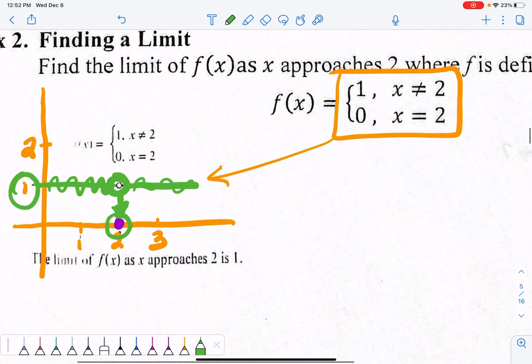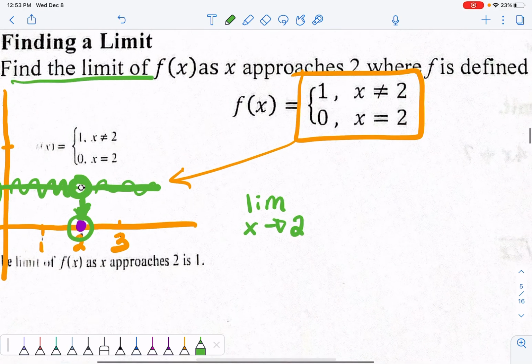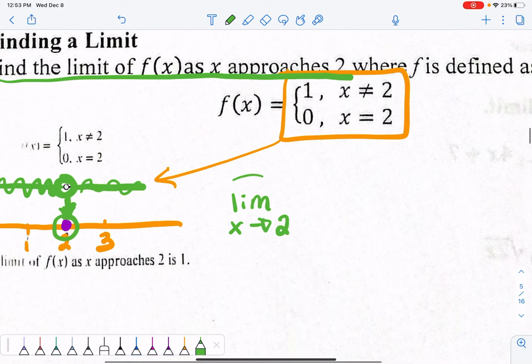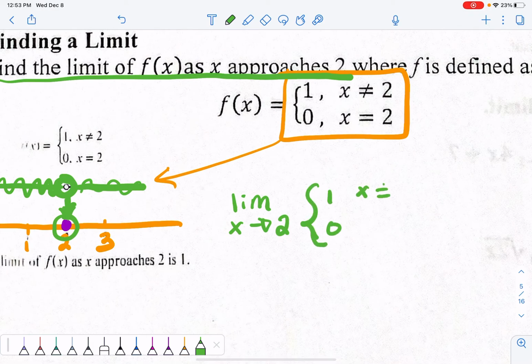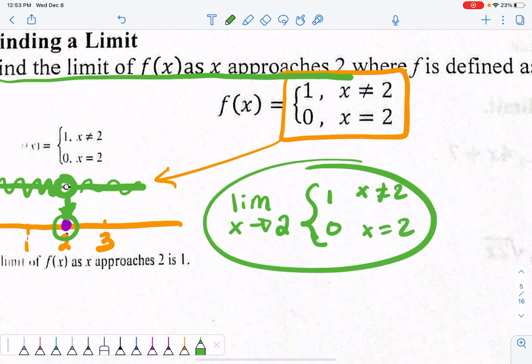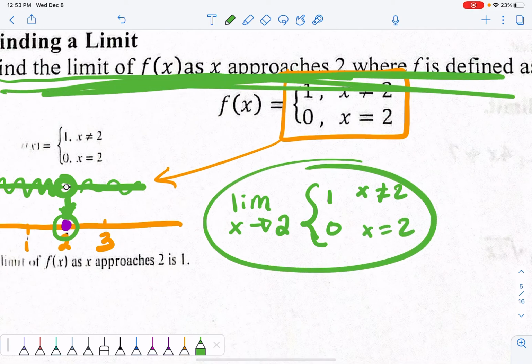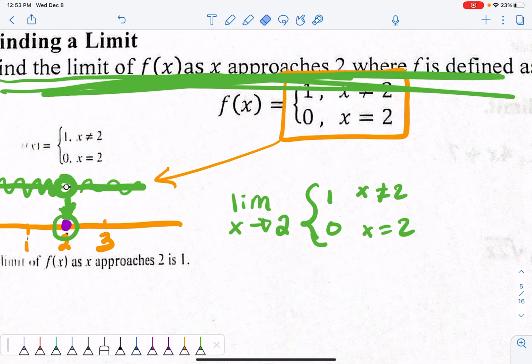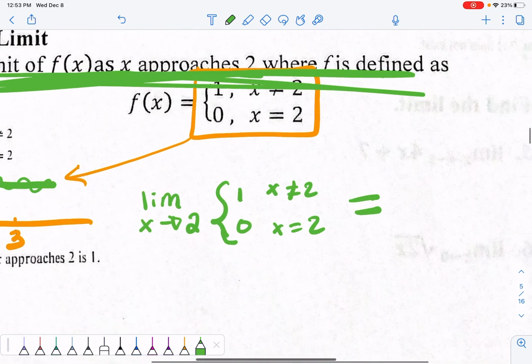And we're wanting to find the limit as x approaches 2, okay? Find the limit of f of x as x approaches 2. That's this notation right here, of this function, which is 1, 0. I'm just rewriting the function out. This is what they're asking us to do. This is the symbol version of what they're asking for up here. Okay, this is how it would be written out in symbol form. And they're just saying, what is that limit? That limit is equal to something, all right?